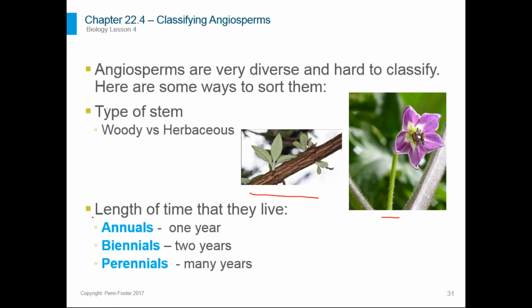Another way to sort them is by the length of time that they live. So you've got annuals that only survive for 1 year, biennials survive for 2 years, and perennials, like trees, would live for many years.